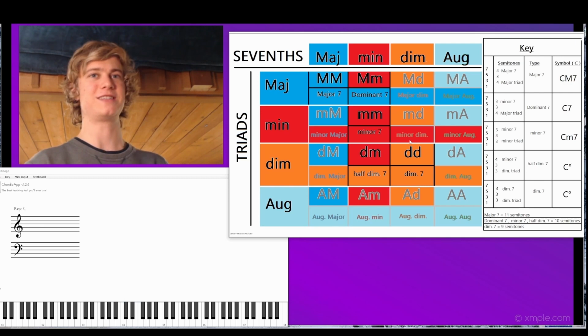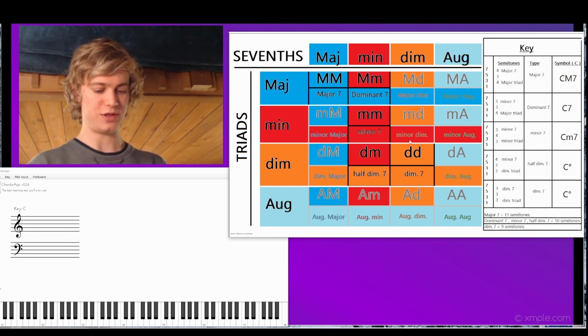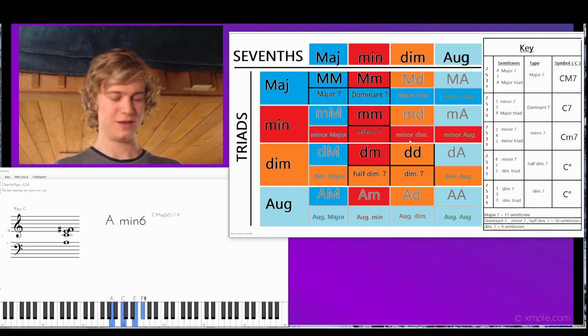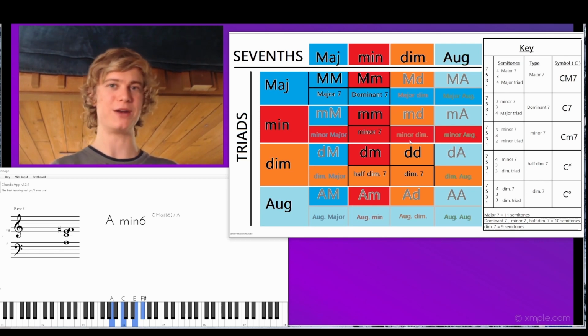And so technically this is a minor diminished chord, but they're calling it an A minor 6th because in other words, it's a minor chord with a major 6th on top of it, which would commonly be known as just an A minor 6th. But in maybe some more complex harmony, you'd be thinking about this as a minor diminished chord.